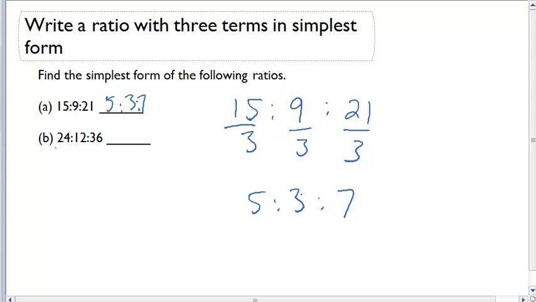Okay, so let's do 12. If I divide 24 by 12, 12 by 12, and 36 by 12, my new ratio is 2 to 1 to 3.